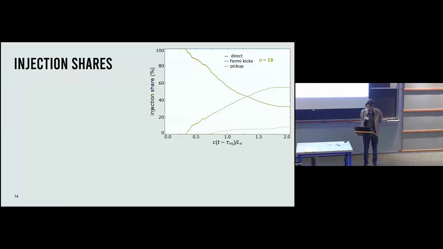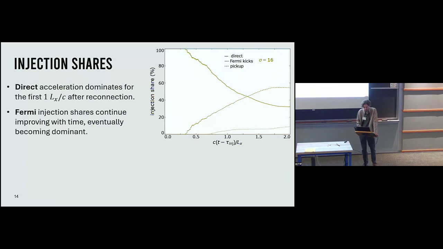With this scheme, we can construct what I call injection shares. An injection share of a mechanism is its time-dependent percentage contribution to the total injected particle population at that time step. Here are the injection shares at sigma equals 16. We see that direct acceleration, in solid lines, dominates for the first light crossing or so after reconnection, but is then taken over by Fermi kicks. Fermi dominates in this case of 0.3 guide field. The pickup process, in dotted lines, remains subdominant, however.